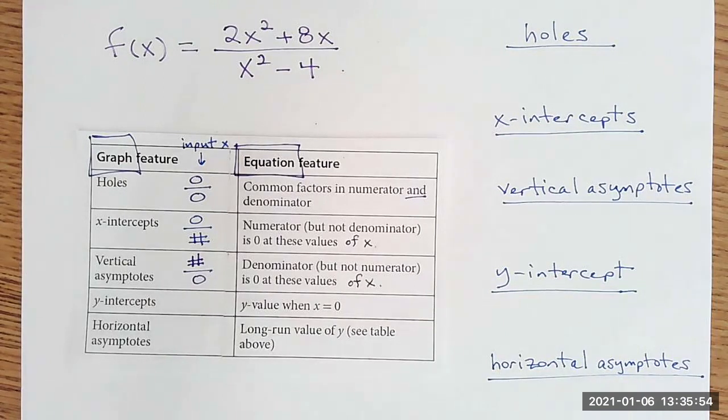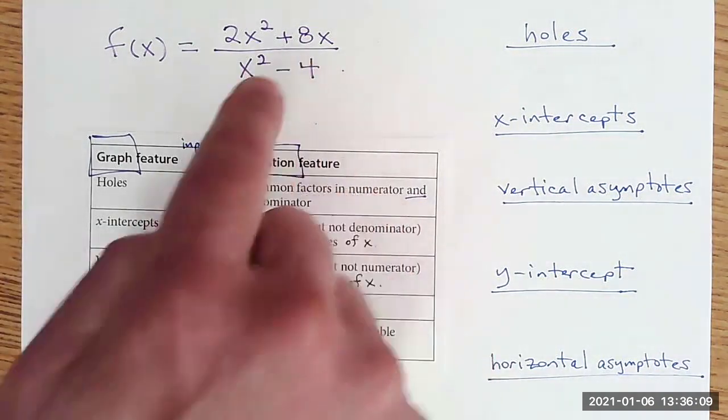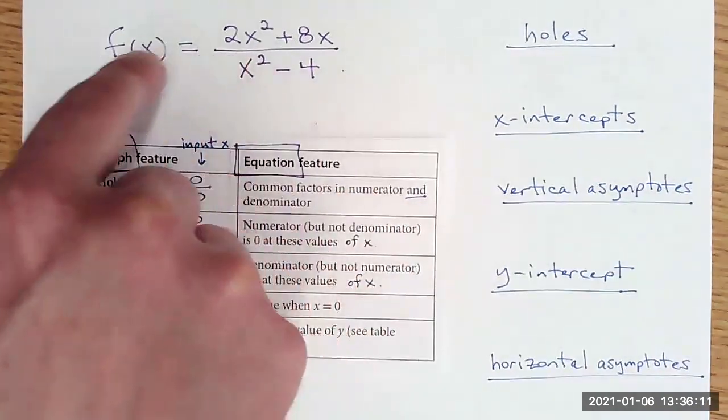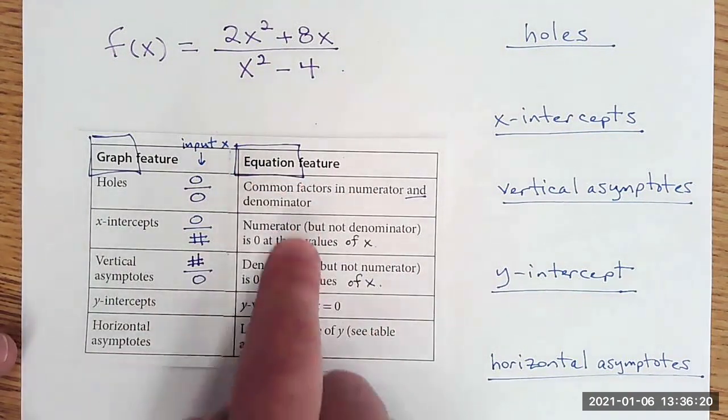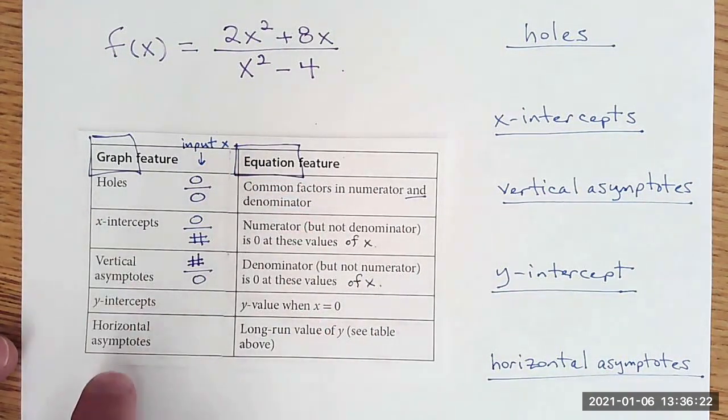This is a review of the target 7b, identifying the features of a graph of a rational function by simply looking at the equation's features. Starting off looking at a rational expression equal to f of x, this rational function, I need to have it in factored form. That way I can identify the equation's features and match them up to the graphed features.